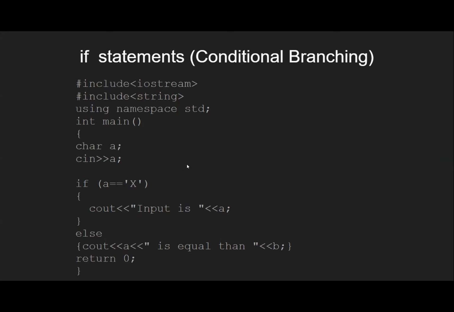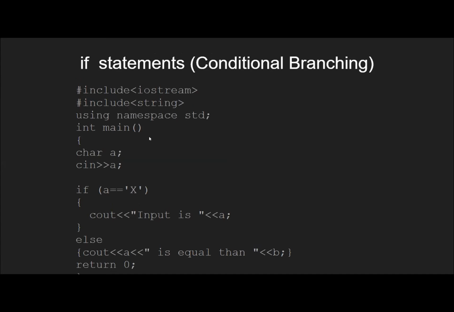I believe this example is visible to all of you. As you can see, you have the header files, you have using namespace std, and int main. You have declared, this is called declaration, char a. You have declared a variable a, a container, and you have told the computer that it is of type character, that whatever it is containing will be of type character. In the next line, you get the input. Now coming to the if statement, this is how you write an if statement.